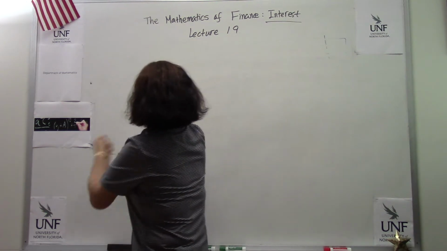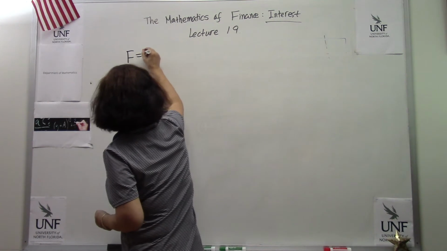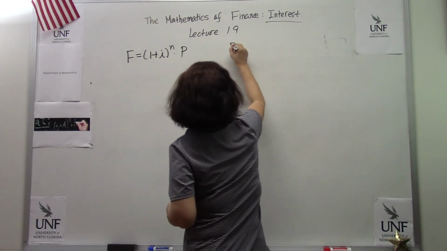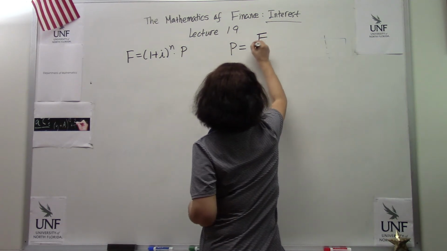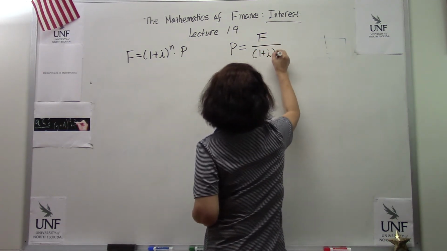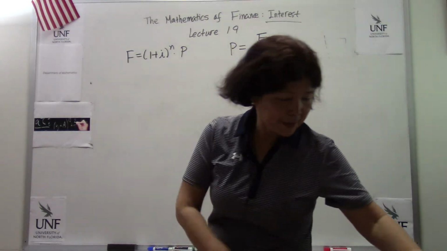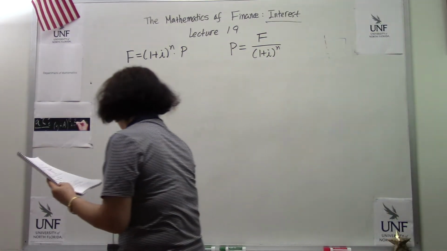So I'm going to put it up here. F equals 1 plus I to the n times P, and P equals F divided by 1 plus I to the n. All right. We can look up anytime. Okay. And example 1.